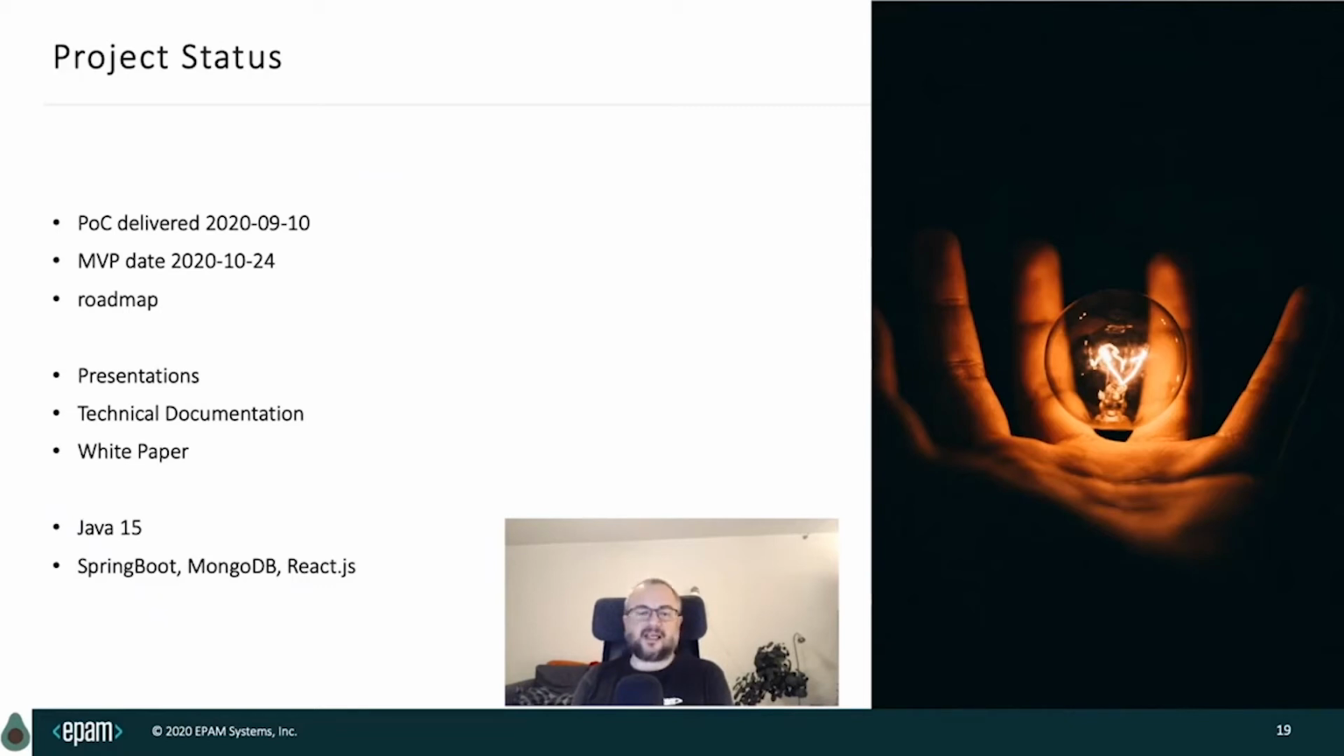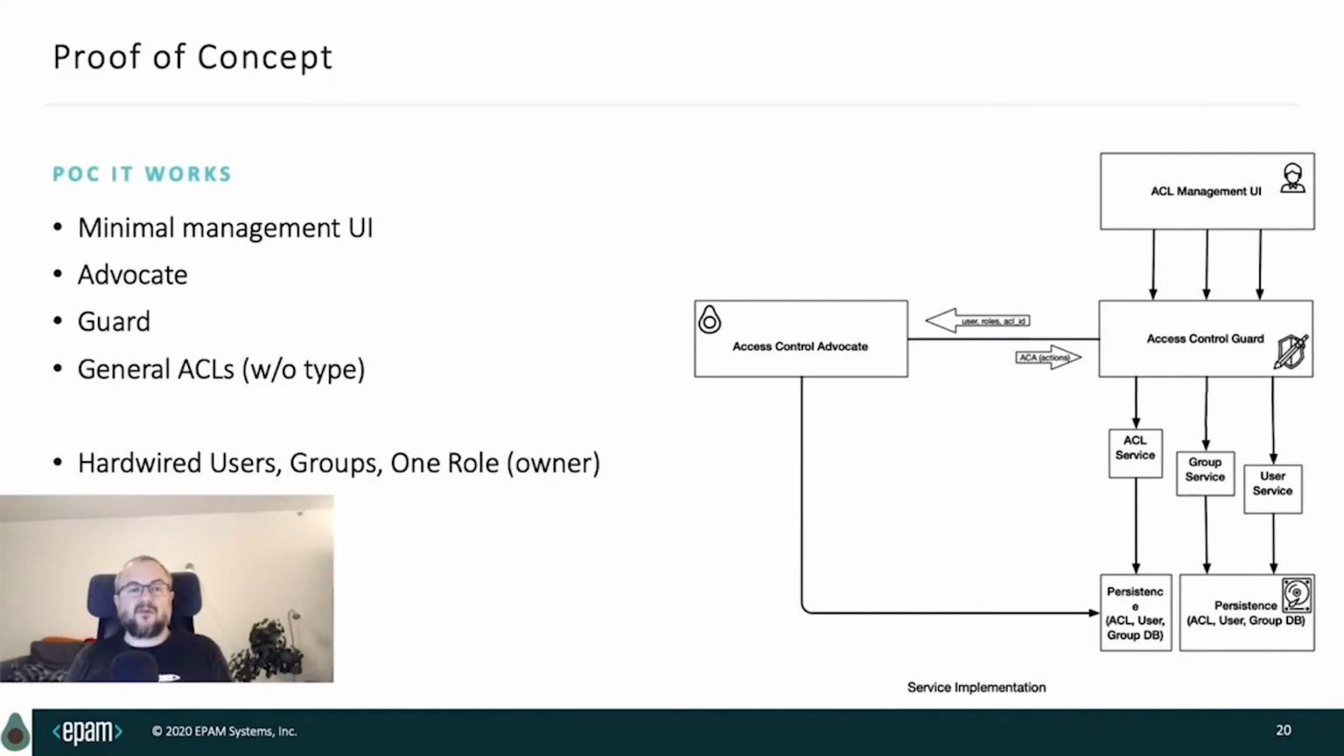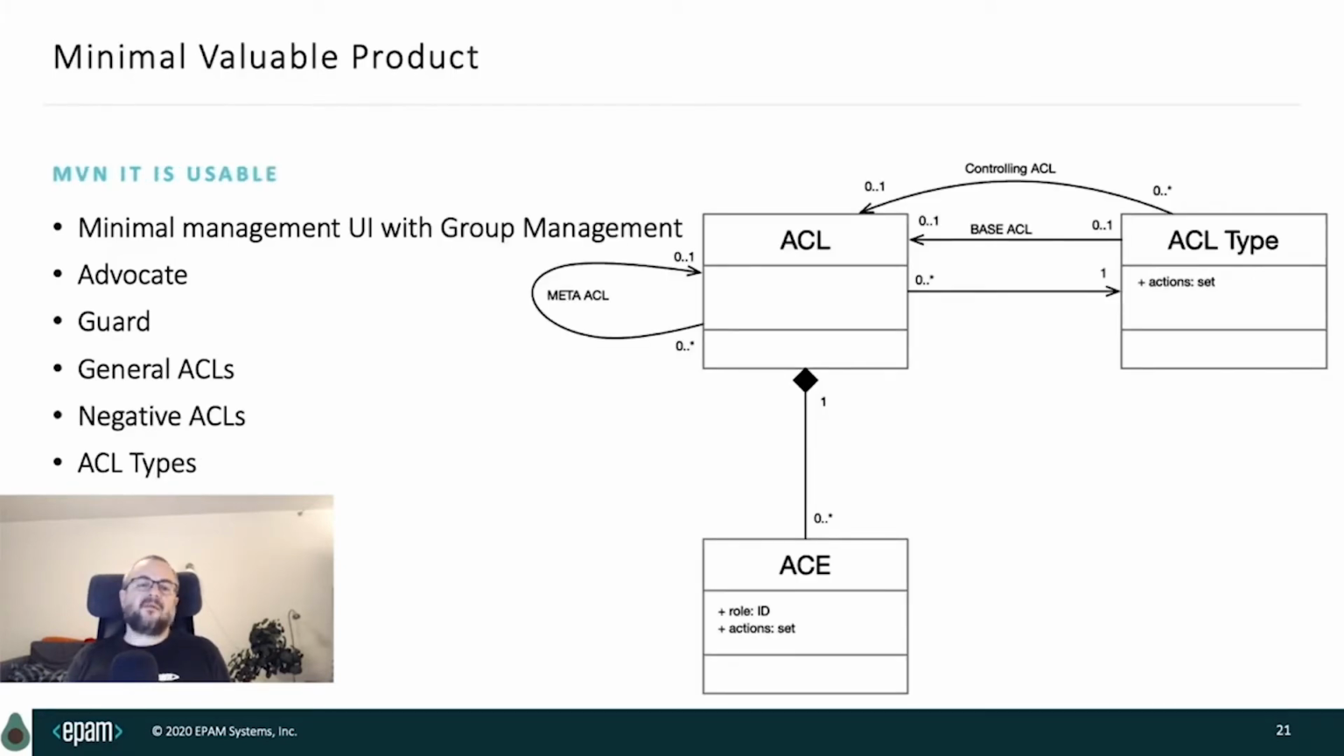We created detailed technical documentation, presentations, white papers. The application uses Java 15, which is at this moment the latest Java version, Spring Boot, and MongoDB at the moment. The proof of concept had minimal UI. The Advocada guard was developed in the policy management application, with hardwired group and role management. The minimum viable product already implemented an internal group management, ACL types, and minimal inheritance for better usability.